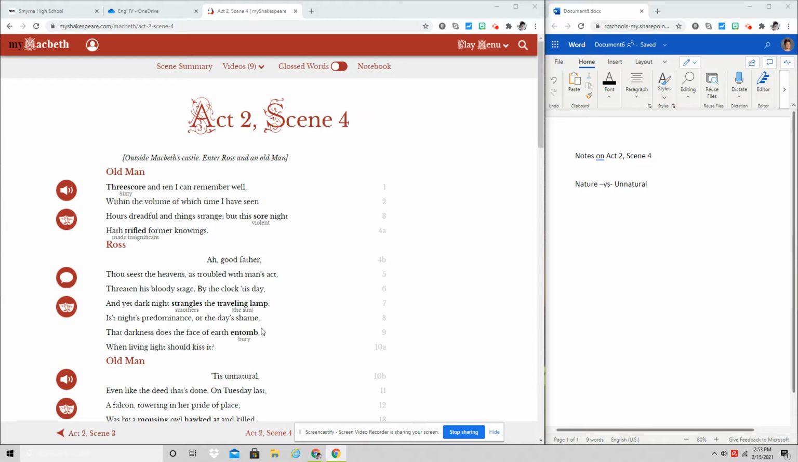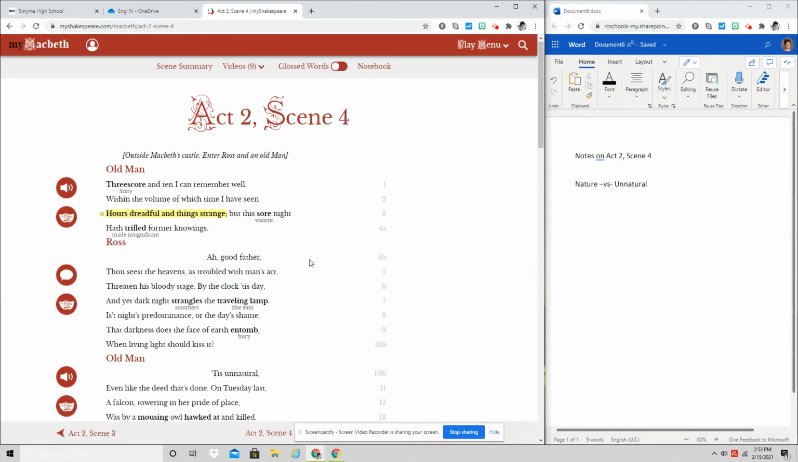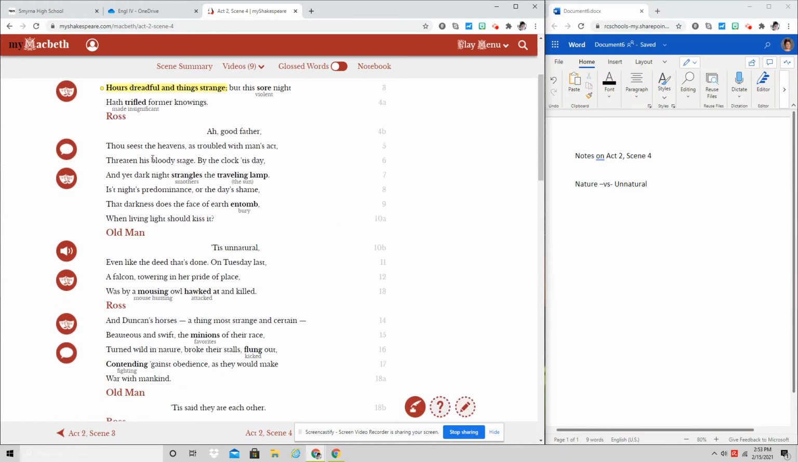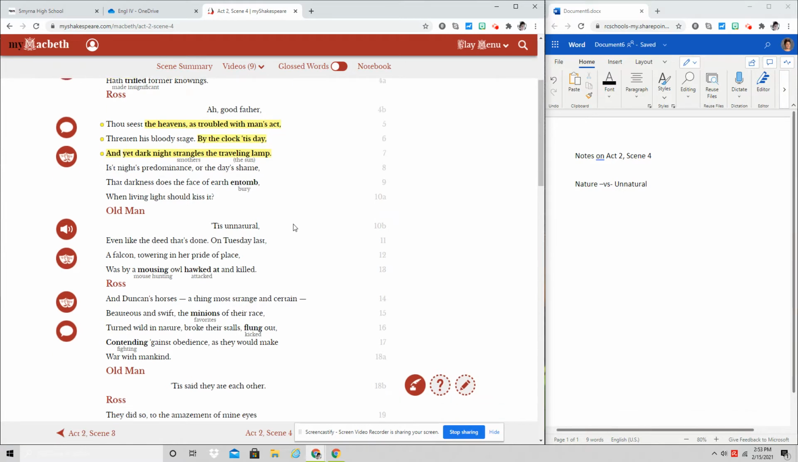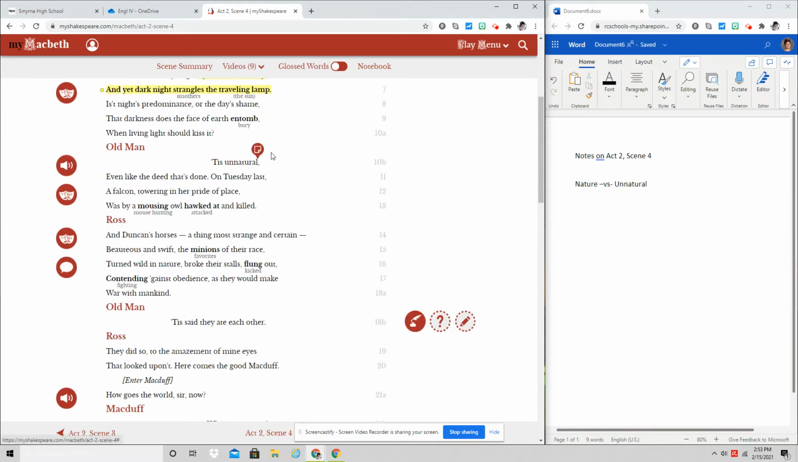I can remember well, within the volume of which time I have seen hours dreadful and things strange. But this sore night hath trifled for my wings. Ah, good father, thou seest the heavens as troubled with man's act, threatens his bloody stage. By the clock 'tis day, and yet dark night strangles the travelling lamp. Is't night's predominance, or the day's shame that darkness does the face of earth entomb when living light should kiss it? 'Tis unnatural, even like the deed that's done.